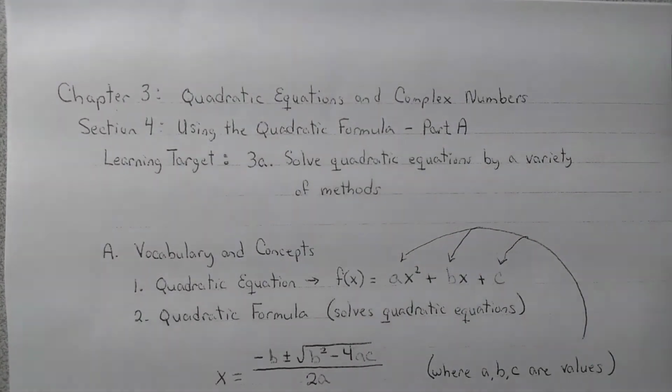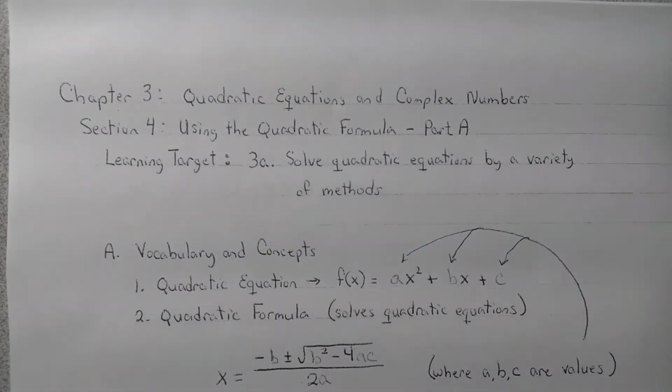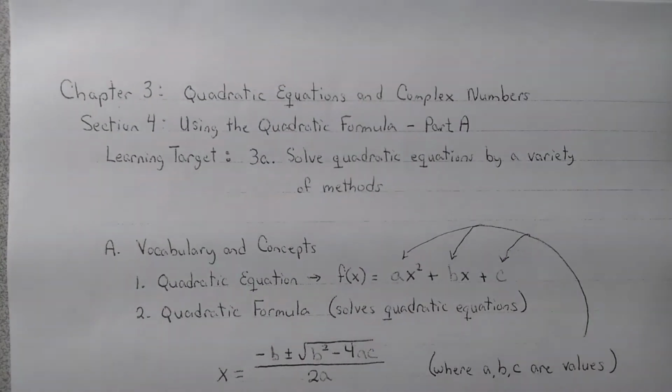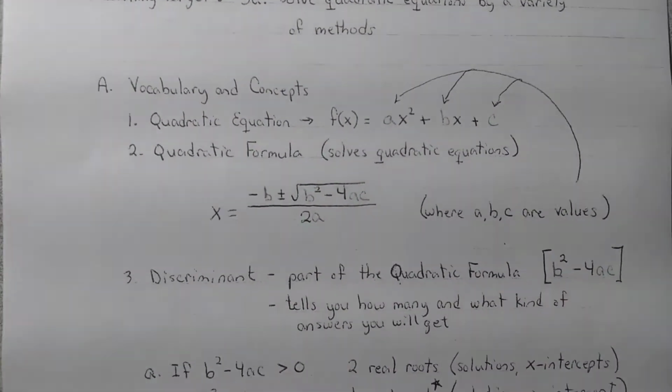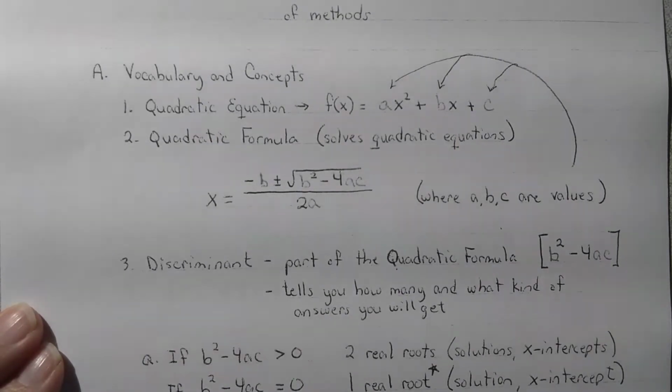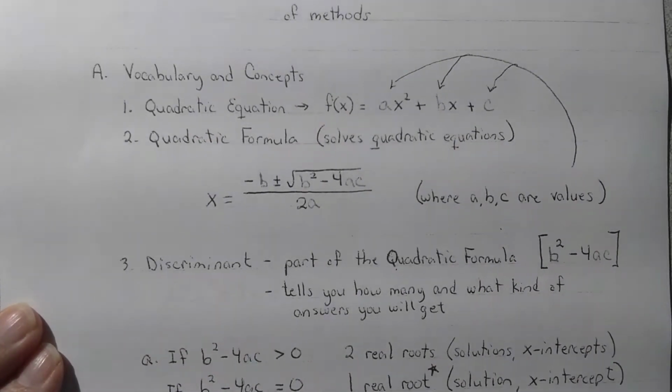Okay, here we go. We are covering today Chapter 3, Quadratic Equations and Complex Numbers. Section 4, using the quadratic formula. This is Part A. Our learning target is 3A. So we can solve quadratic equations by a variety of methods. Most of this is going to be a review, so we're going to go through it fairly quickly. Please remember you can replay this as often as you need to.